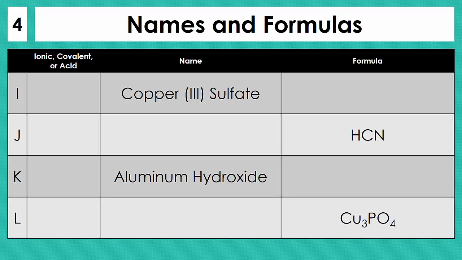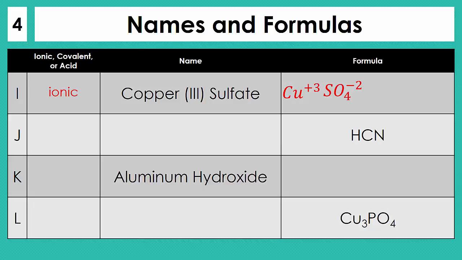So next I have copper 3 sulfate. So copper is a metal. Sulfate is a polyatomic ion. Therefore, this formula is ionic. And whenever I go to write this formula, again, use the name to figure out each ion. So this is copper with a +3 charge. And sulfate has a -2 charge. So it seems like these numbers aren't going to work out, but the common denominator there for 3 and 2 is going to be 6.